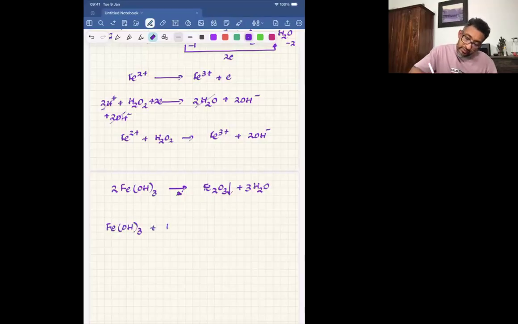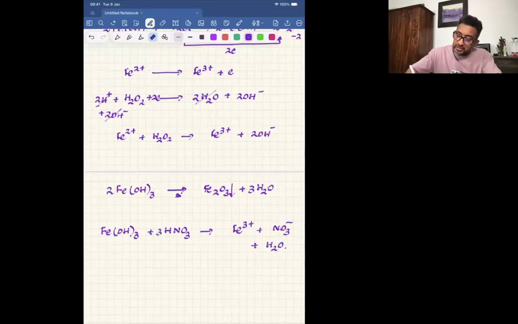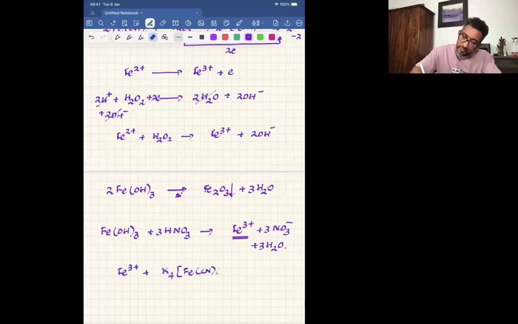And you add HNO3. When you add HNO3, it gives you ferric ions, and then nitrate ions, and then H2O. In order to balance this, you need to have 3 nitrates here, and then you get 3 water molecules. You have Fe3+, now it has dissolved. Now you add potassium ferrocyanide, K4[Fe(CN)6].